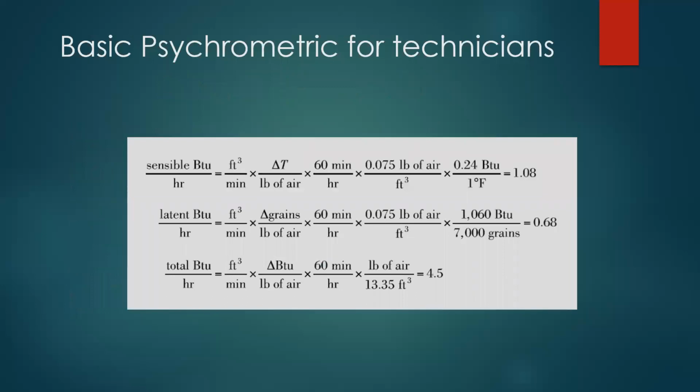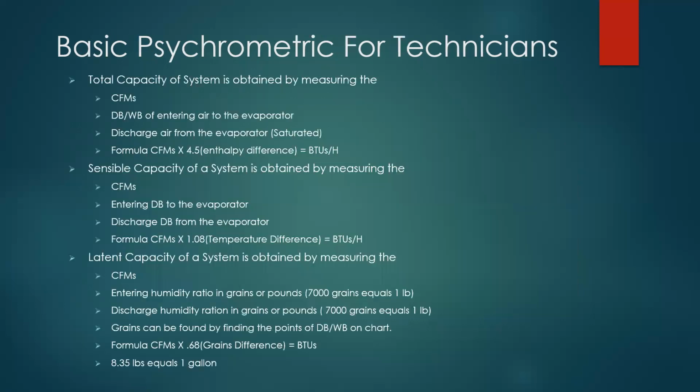These are psychrometric calculations for technicians. I don't want to get into all of it, but the one we're going to be using is the total BTUs down at the bottom. And you don't need to know all this. All you need to know is the 4.5 for total, 0.68 for latent, and 1.08 for sensible capacity. That's all you need to know at this time.